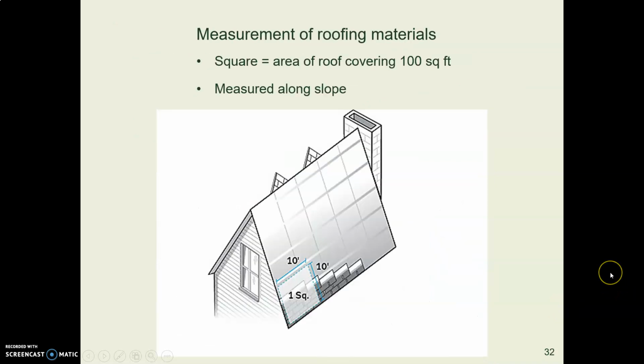And finally, when we're thinking about roofing materials, when you order roofing materials, you order it by the square, and a square is actually 100 square feet, so 10 feet by 10 feet, and you measure it not looking straight down as the crow flies, but you measure it on the actual surface of the roof, which makes sense because you're trying to order enough roofing material to cover the actual roof. So that's where you take the measurement.